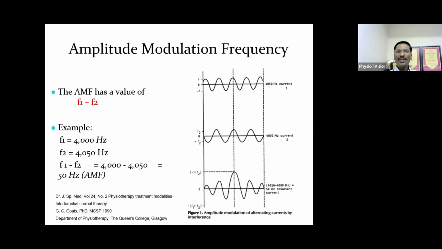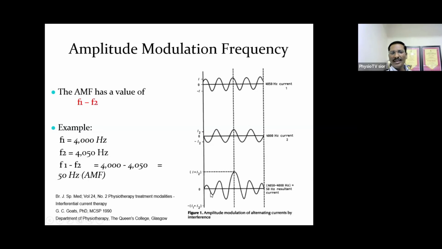In the given example, I can show you the amplitude modulated frequency. If you are using 4000 hertz in the first channel, and in the second channel you are using 4050 hertz, the difference is 50 hertz. This 50 hertz is called the amplitude modulated frequency. So the term itself explains everything.